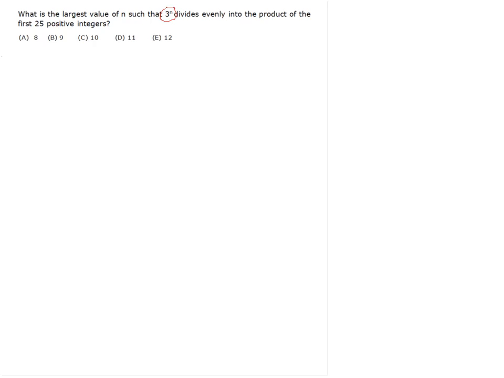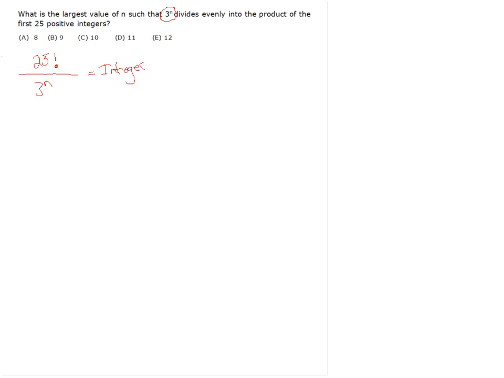What everyone needs to remember is that the product of the first 25 positive integers is actually 25 factorial. So the way that we can set this up is 25 factorial divided by 3 to the n must equal an integer, and we need to know what the max value of n is. Now, there are two ways to do this.